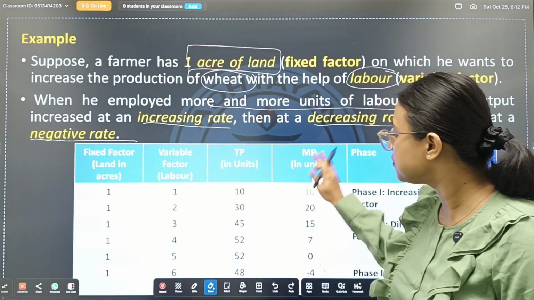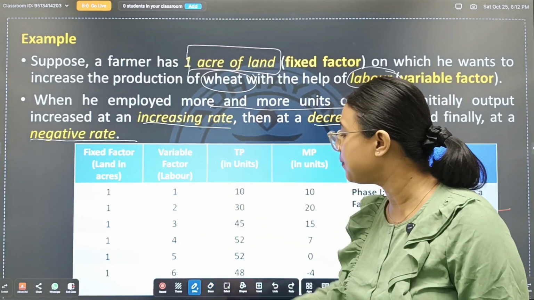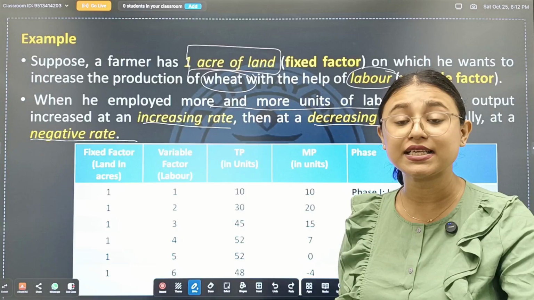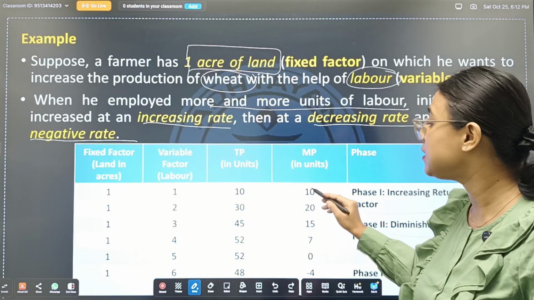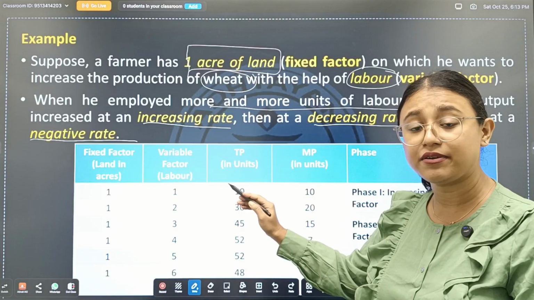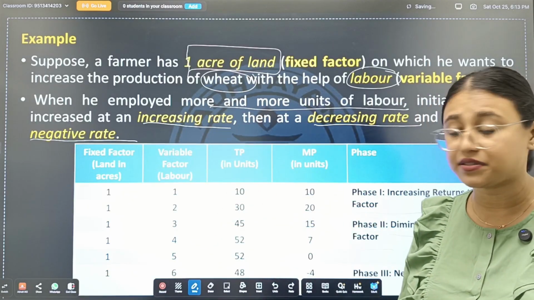Let me erase it so that it is easier for you to understand again. So what is happening here, look once more: our total product is increasing, but it is increasing at an increasing rate. The rate of increase is reflected by MP. So total product is increasing at an increasing rate, MP is also increasing. So this is the first phase, that is increasing returns to scale.